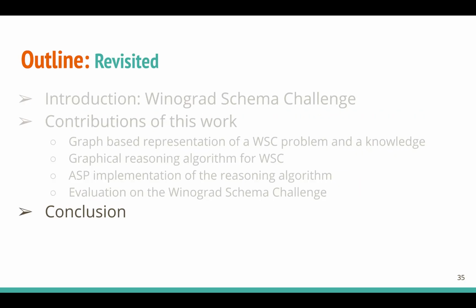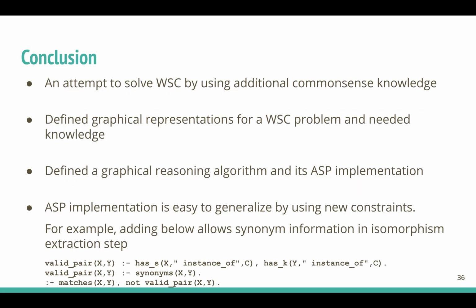Now, in conclusion, we present an attempt to solve the Winograd Schema challenge by using additional common sense knowledge. We defined graphical representations for Winograd Schema challenge problem and needed knowledge. We also defined a graphical reasoning algorithm and its ASP implementation. The ASP implementation is easy to generalize by using new constraints.